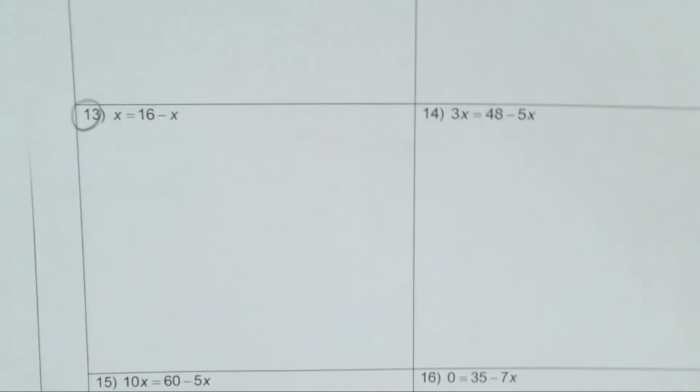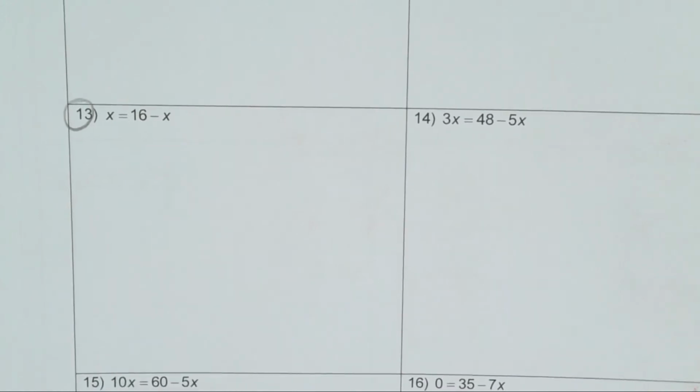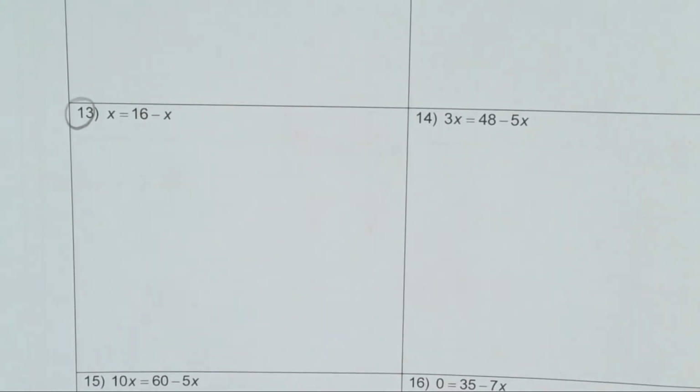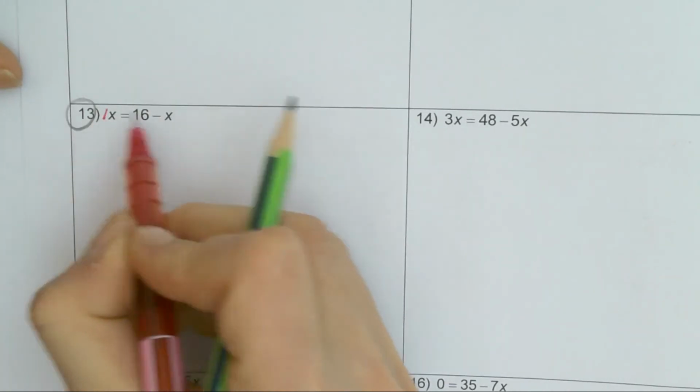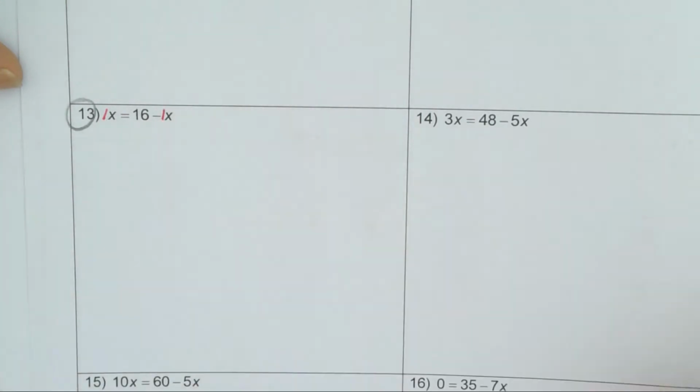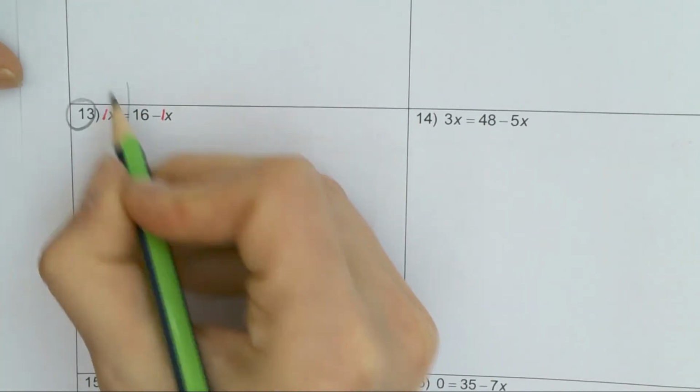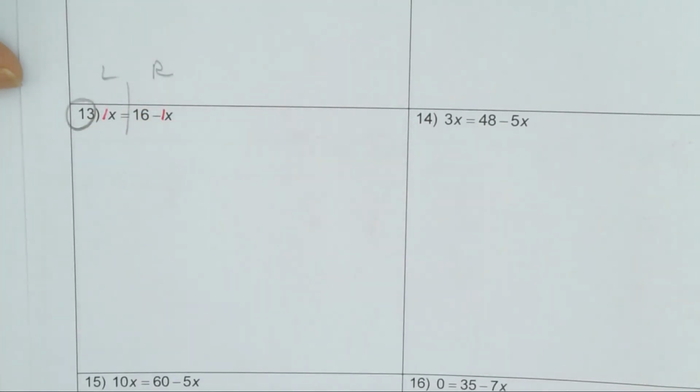Okay, let's look at the next page. Let's do 13, because it looks a little different because there's no number in front of the x. What's the only number that gets to hide? 1. So let's put the 1 in front so it looks normal. We're going to cut it in the middle to make the left side and the right side. Who's on the wrong side? Because I want all my letters, the variables, on the left.